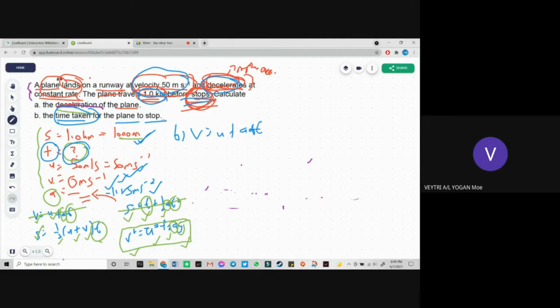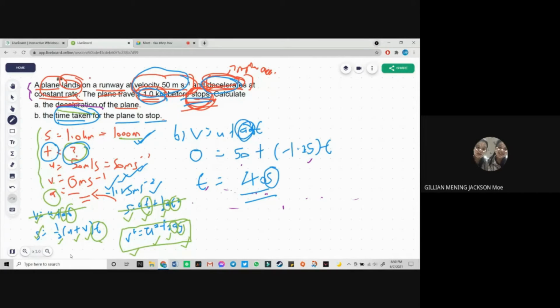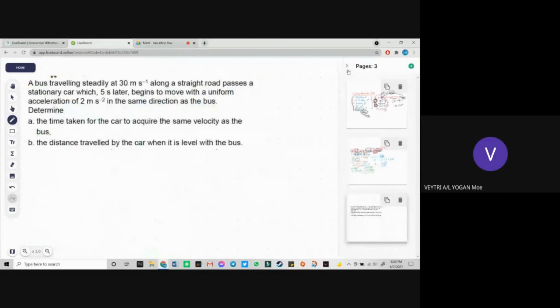So to use V equals to U plus at, your V will be 0, U will be 50 plus A negative 1.25. Jangan lupa negative. Why? Acceleration is a vector quantity. And then T. So your T will be 40 seconds. Alright? This will be your answers. Don't forget your units. Alright guys, any questions before we move on to the next example? No. Alright, thank you. Okay, let's move on to the next question.